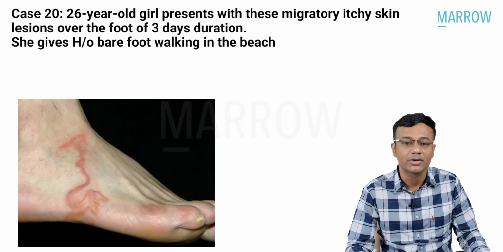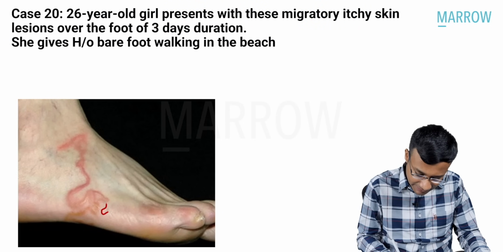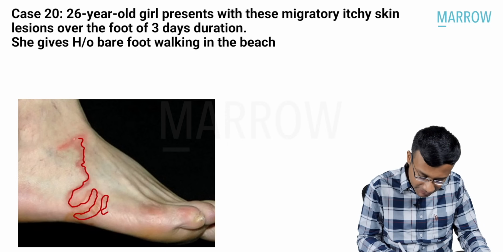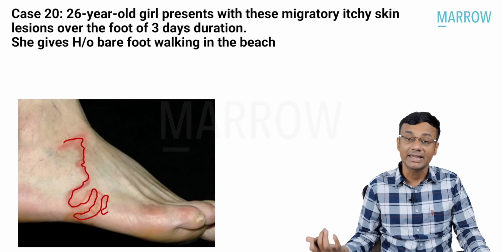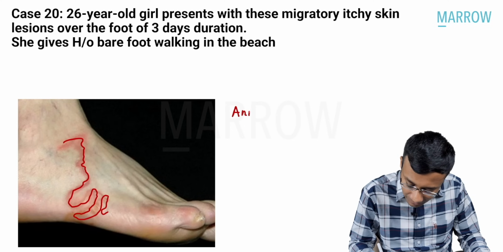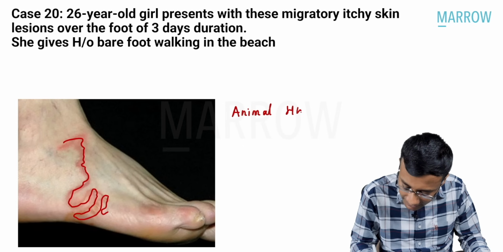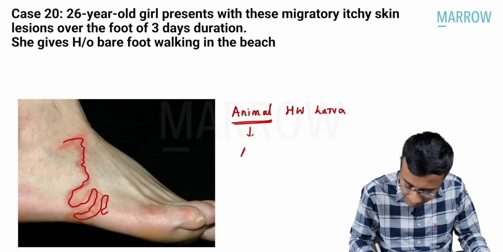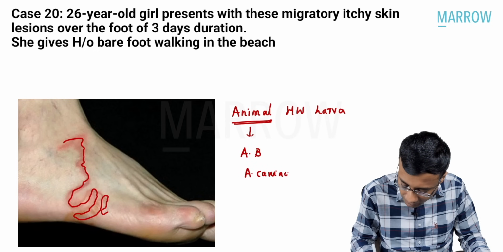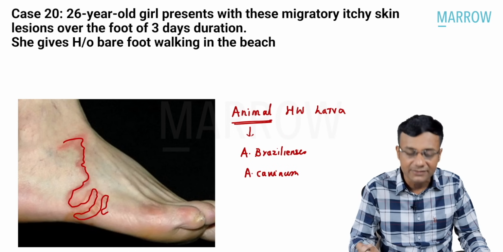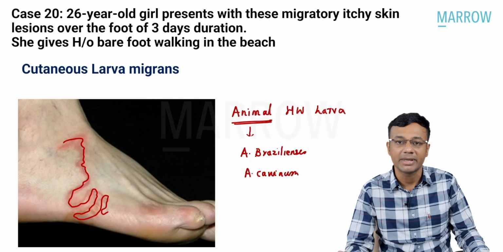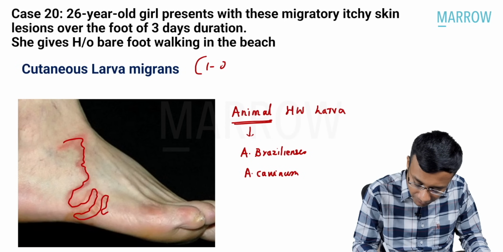Next, we have a 26-year-old girl who presents with these migratory itchy lesions on the foot of 3 days duration. She gives history of walking barefoot on the beach. When you're walking barefoot on the beach, you might have come in contact with animal hookworm larva. Please remember, students, it is not human hookworm larva, it is animal hookworm larva, especially Ancylostoma brasiliensis and Ancylostoma caninum. The correct answer for this question is cutaneous larva migrans, which generally moves at a speed of 1 to 2 centimeters per day.